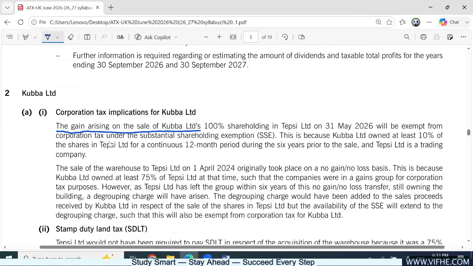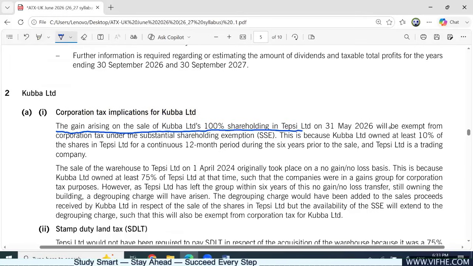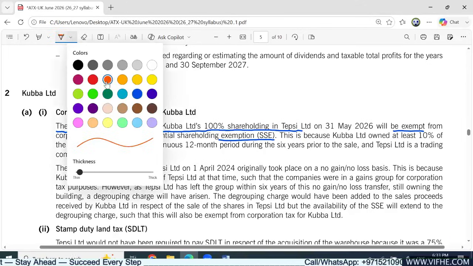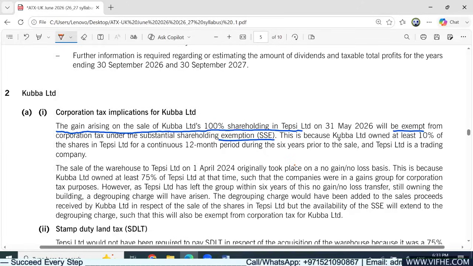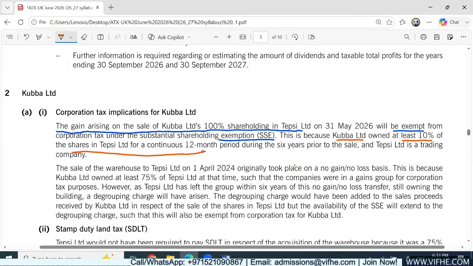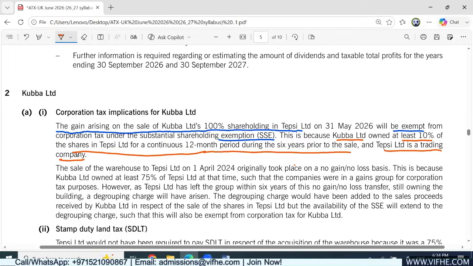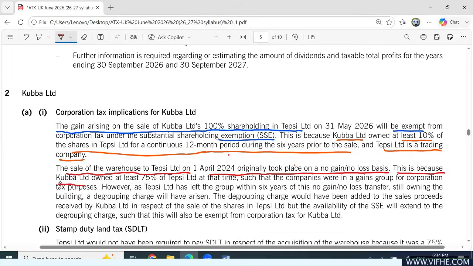The gain arising on the sale of Kuba Limited's 100% shareholding in Tepsi Limited will be exempt as it is covered under SSE. Then the second line is, Kuba Limited has owned at least 10% of the holding in the company in the 1 year prior to the 6 years, and the company is a trading company, right? And then another valid point is, as far as the sale of the warehouse to Tepsi Limited back in 24 was concerned, it took place on a no gain, no loss basis. And that is because Kuba Limited owned 75% of Tepsi Limited shares at that time.